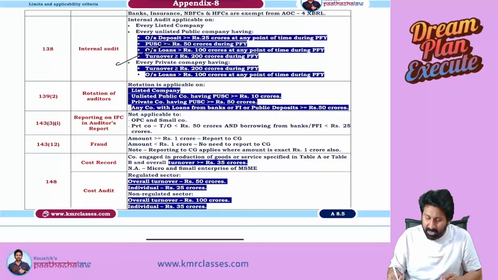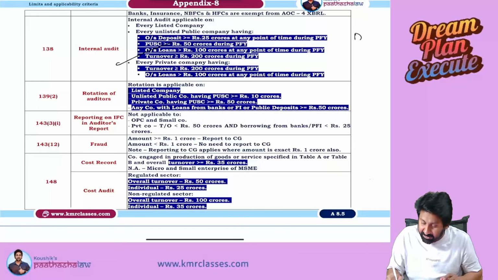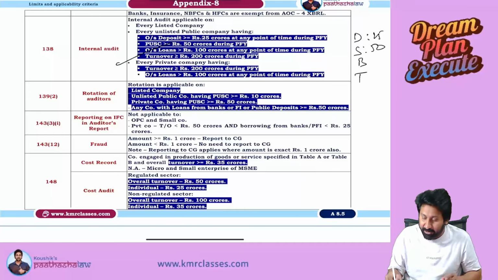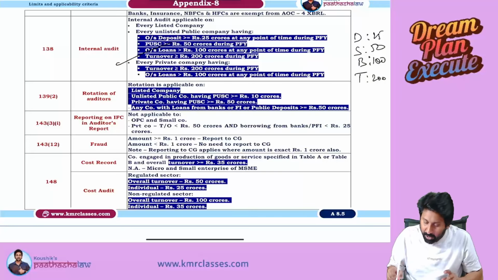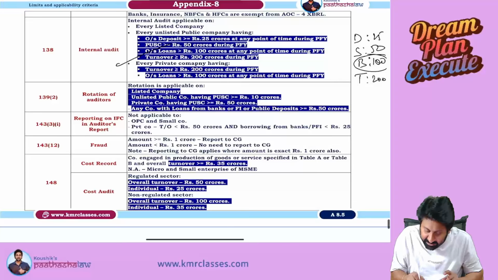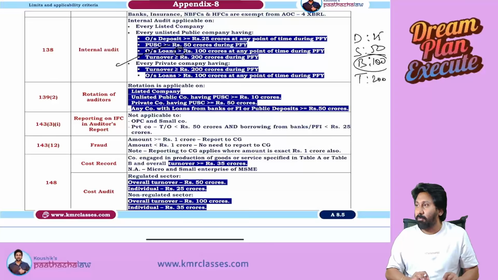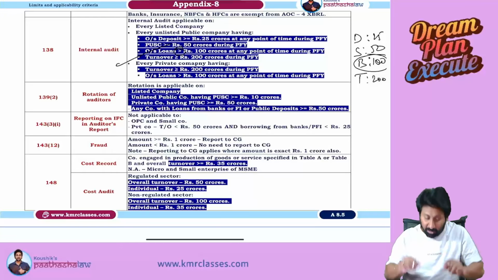You can just remember. There are four things: deposits, share capital, borrowings, turnover. DSPT. Remember, D 25, S 50, 25 into 2, B 100, T will be 200. All into 2: 25, 25 into 2, 50 into 2, 100 into 2. But you have to remember, only in case of borrowings, it is more than 100 crore. Remaining all the cases, more than or equal to.